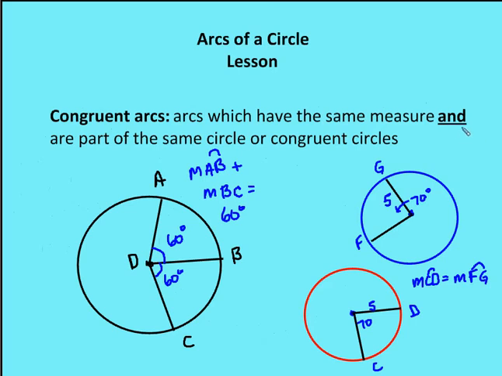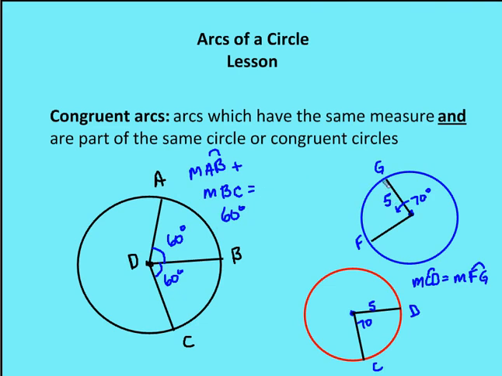Right, congruent arcs are arcs which have the same measure and are part of the same circle or congruent circles. So in this case, the measure of AB and the measure of BC are both 60 degrees. So again, congruent arcs are arcs which have the same measure and are part of the same circle or congruent circles. ADB and BDC have the same measure. D is the center of the circle. So I have 2 congruent arcs in AB and BC because their measures are the same and they're part of the same circle or congruent circles.